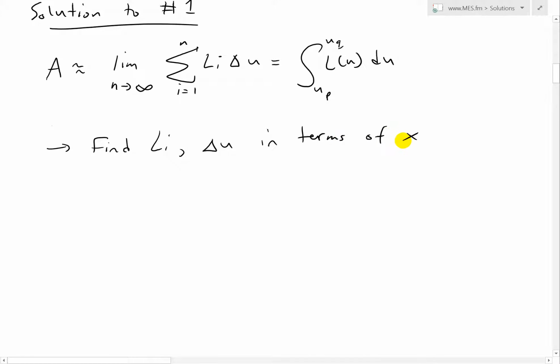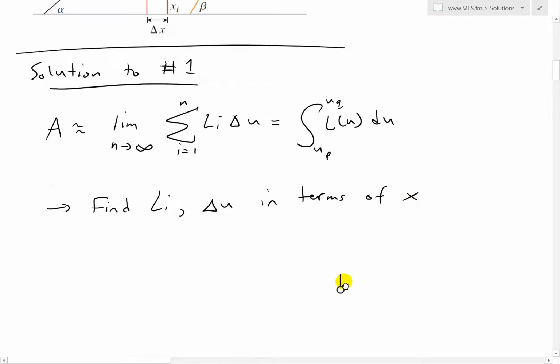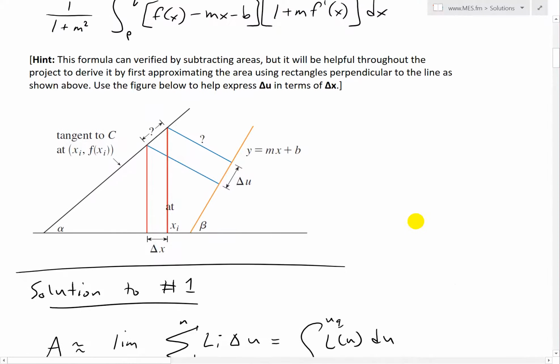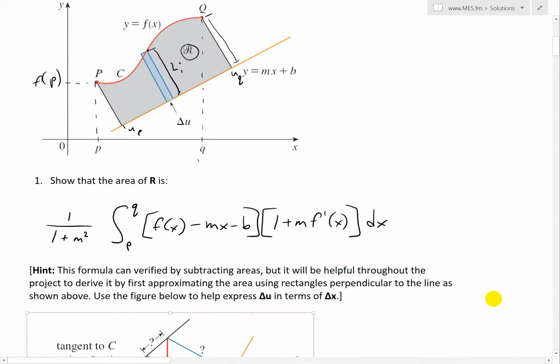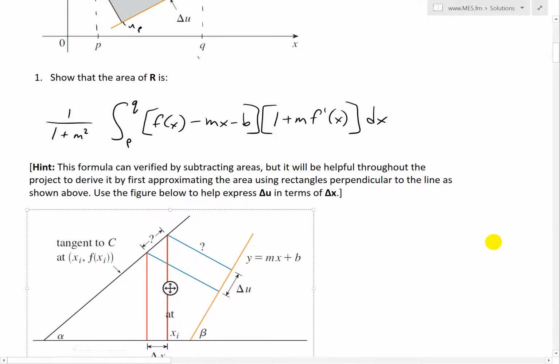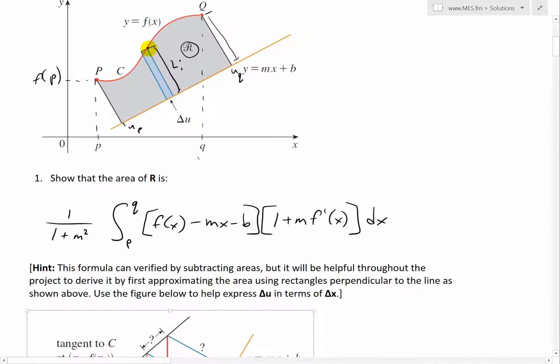Yeah, so that's what we are going to try to find. To find this, we're going to use this hint right here. As you can see, this line is tangent to the point xi, f of xi. That's at, let's say, this random point here. We'll call this xi, and we'll call that f of xi. This very point all the way down is xi.